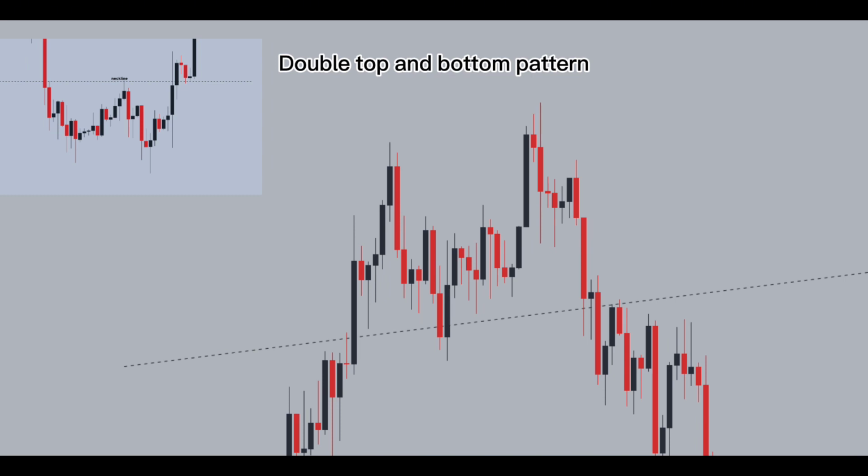A double bottom pattern is exactly opposite of the double top, a bullish reversal pattern suggesting seller exhaustion, consisting of 2 roughly equally sized bottoms in close proximity. The above chart on the right shows an example of a double bottom, resulting in a move higher.